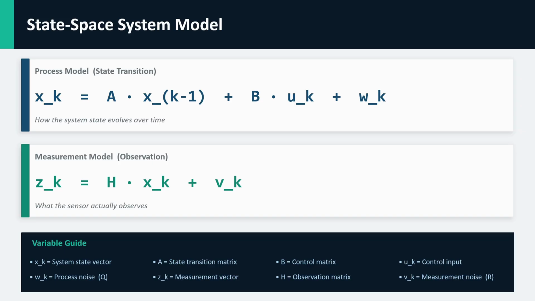The next one is the measurement model. It's basically the observations, whatever the sensor observes. Here z_k = H·x_k + v_k. z_k is the raw sensor reading. H maps the state to the measurement space. For example, we may only measure position but not velocity directly. And v_k is the measurement noise. These two equations are the foundation the Kalman filter works on in the state space world. Here H is the observation matrix.